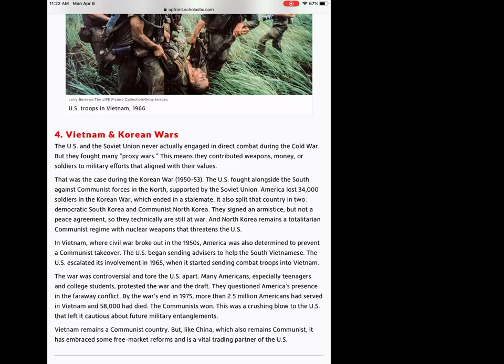In Vietnam, where the Civil War broke out in the 1950s, America was also determined to prevent a communist takeover. The US began sending advisors to help the South Vietnamese. The US escalated its involvement in 1965 when it started sending combat troops into Vietnam. The war was controversial and tore the US apart. Many Americans, especially teenagers and college students, protested the war and the draft. They questioned America's presence in the faraway conflict.